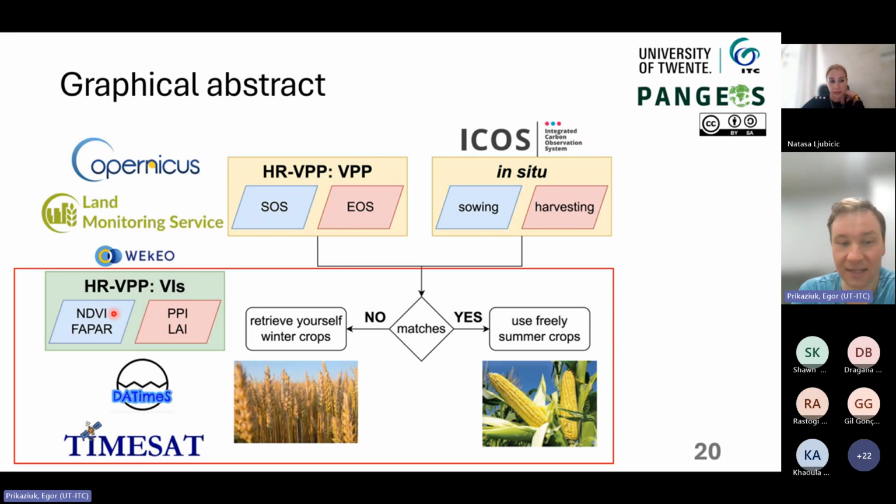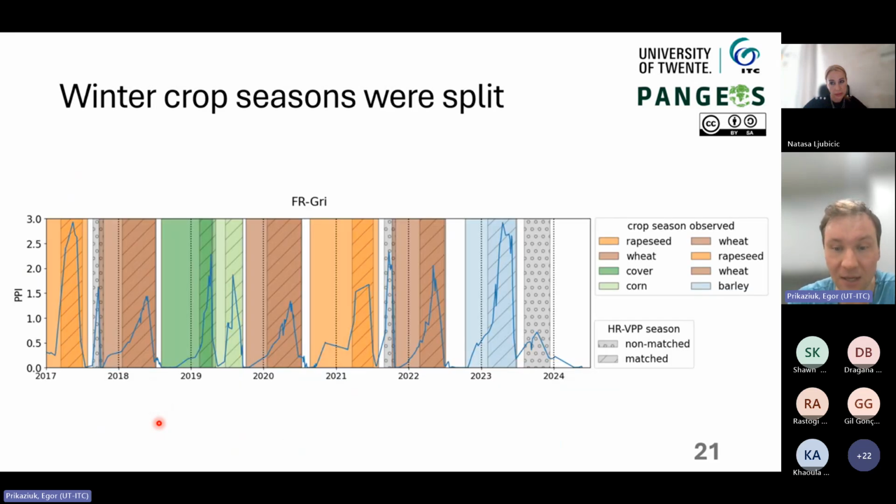So we start looking at the indicators, physically based, PPI, LAI, just purely remote sensing, NDVI, and we start using custom algorithms, DATETIMES, TIMESAT, to try to match, try to retrieve the indices better. So once more, how it looked like, the data from 2017 until now, the blue line here on the background is the plant phenology index, PPI.